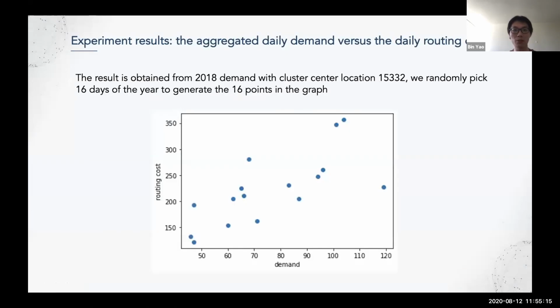For the last part, we also explore the relationship between the routing cost and the demand. We randomly select 16 points for a cluster, and then draw the graph and see the relationship. We think here we can apply some regression methods to figure out the function between the routing cost and the demand.